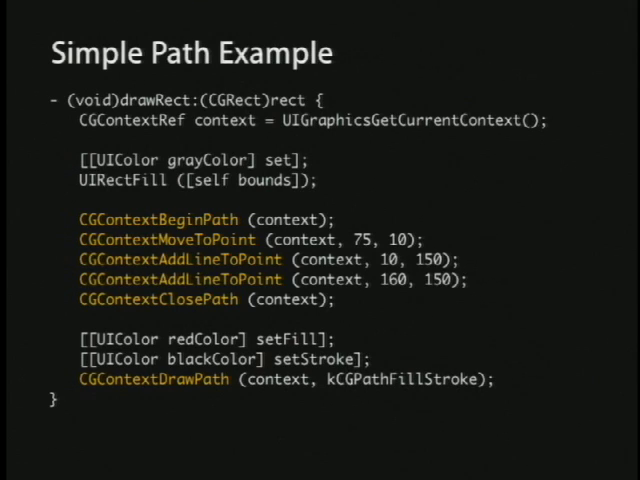Then we're going to set the red color and set that as the fill color. We're going to set the black color as the stroke color. And then we're going to call this other function here, CGContextDrawPath, with the option kCGPathFillStroke, which tells it to both fill and stroke the path. So in one operation, we're going to fill it and draw its outline. Anyone have any idea what we're going to see show up when we call this? What's it going to look like?